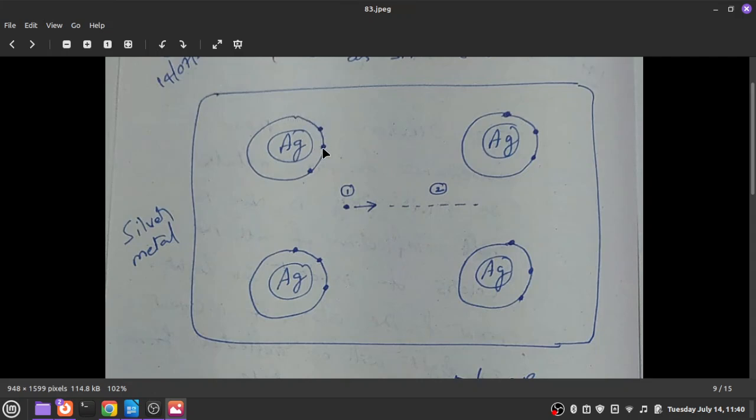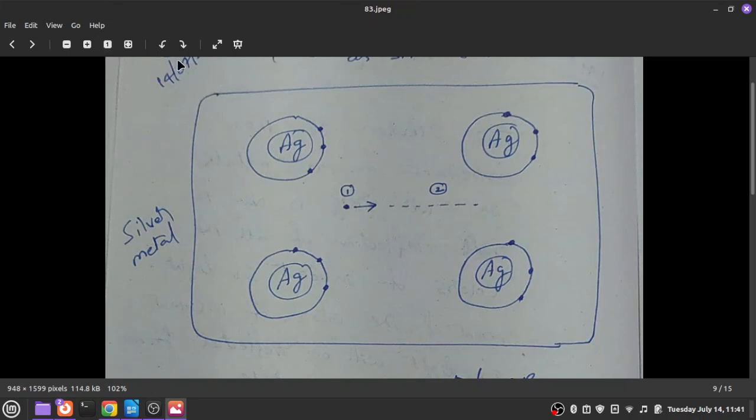I have shown 3 bound electrons, and here also 3 bound electrons, here also, here also. One free electron is shown. A direction arrow is also shown. It indicates the direction of movement. Here the electron is moving from point 1 to point 2 very freely. There is no barrier, and so no energy is required for the electron to move from 1 to 2.